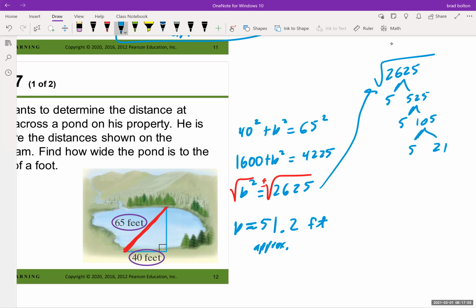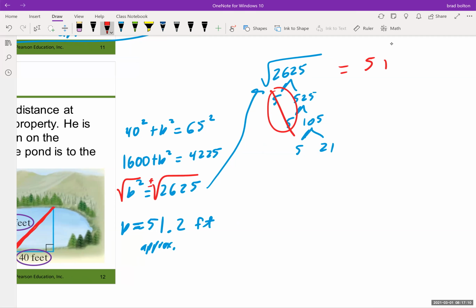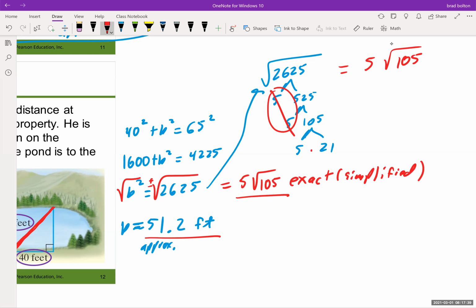Because it's a square root, we're looking for 2 of a kind. Here's a pair. We use those up. So this would become 5 square roots of 5 times 21, which would be 105. So the exact answer would be 5 square roots of 105. This is the exact answer simplified. If you don't simplify in your answers, you will be marked wrong. You'll be given some credit, but you will be marked wrong if you don't simplify your answers. So this would be exact, and this would be the decimal approximation.